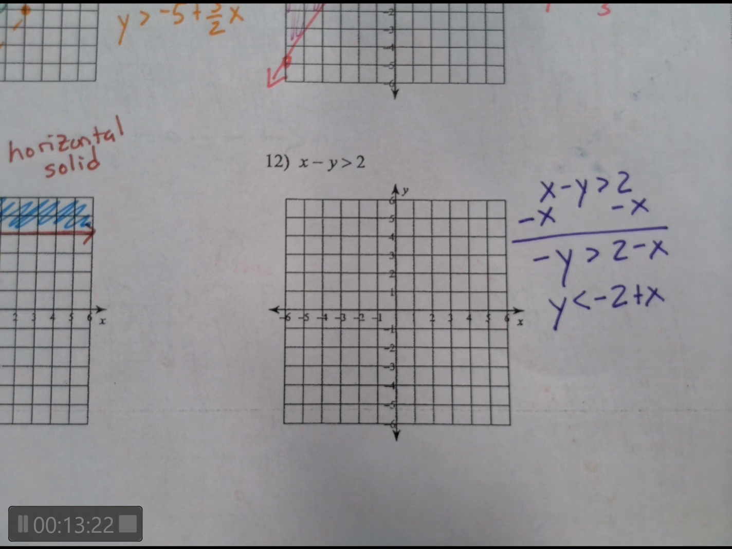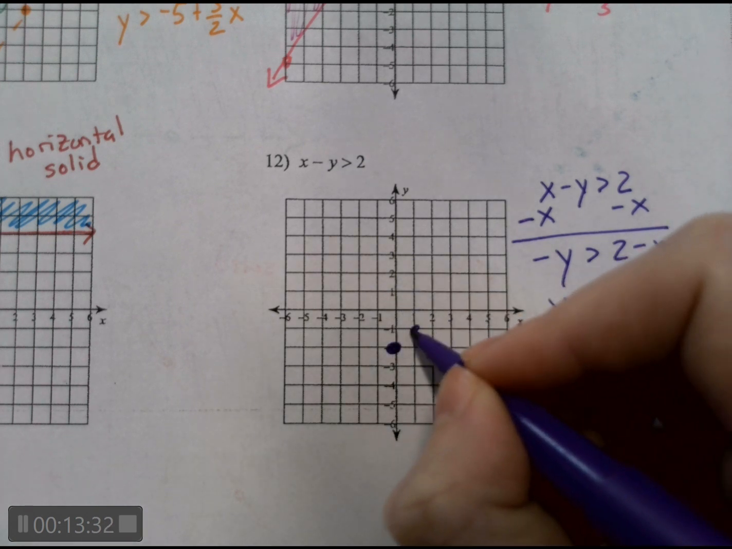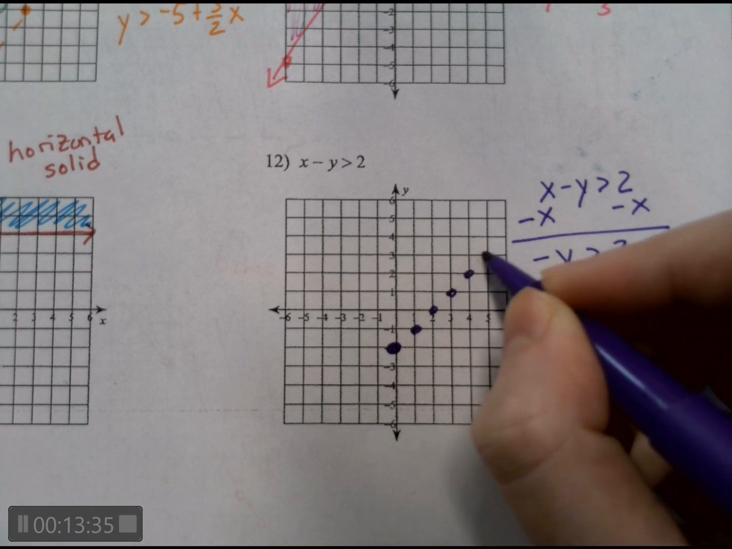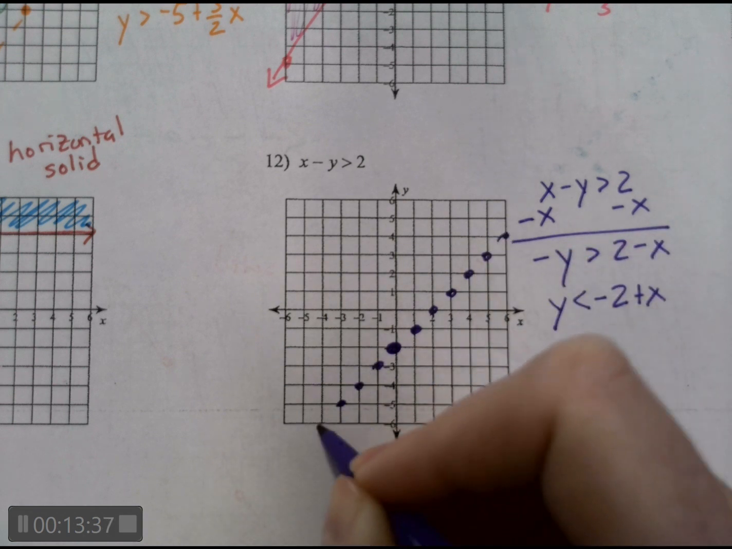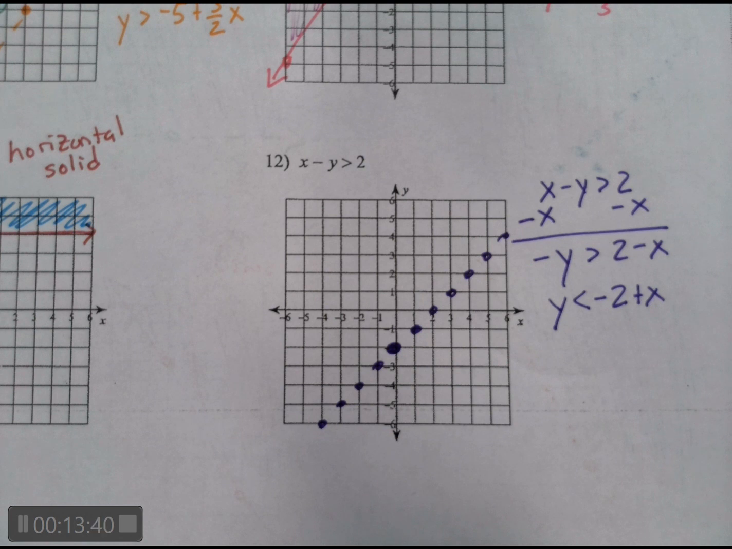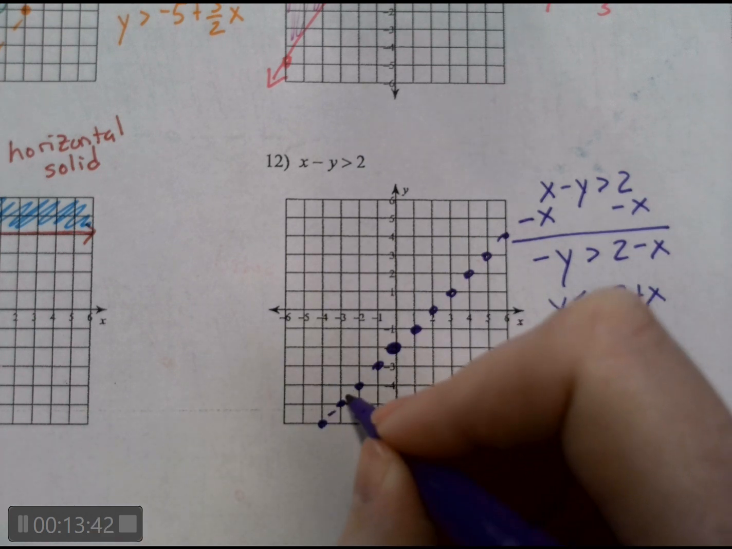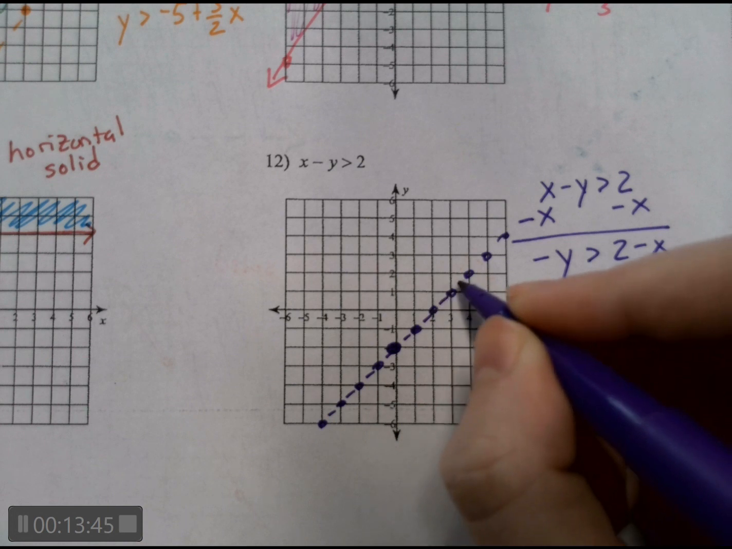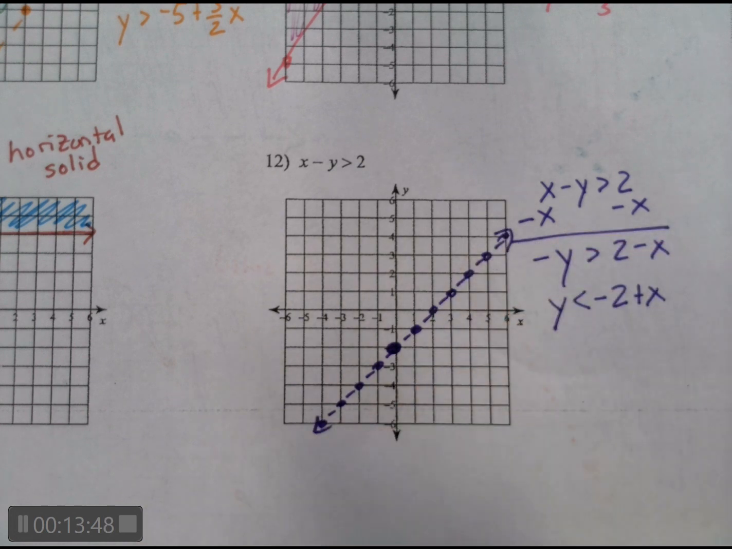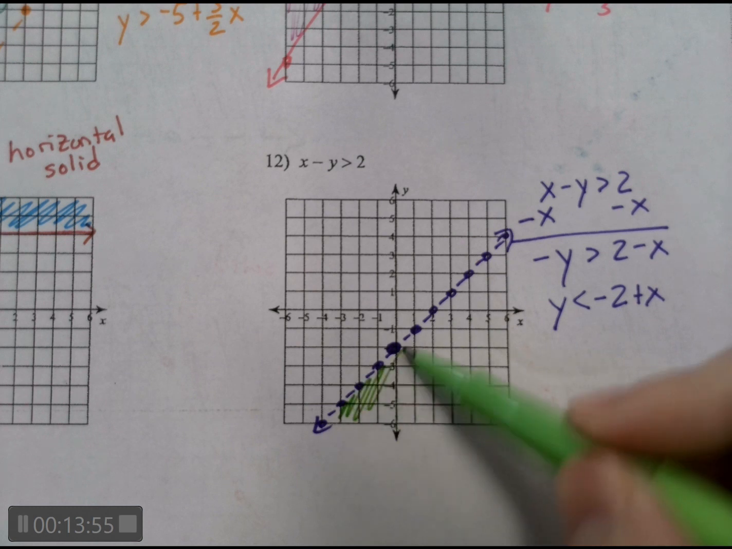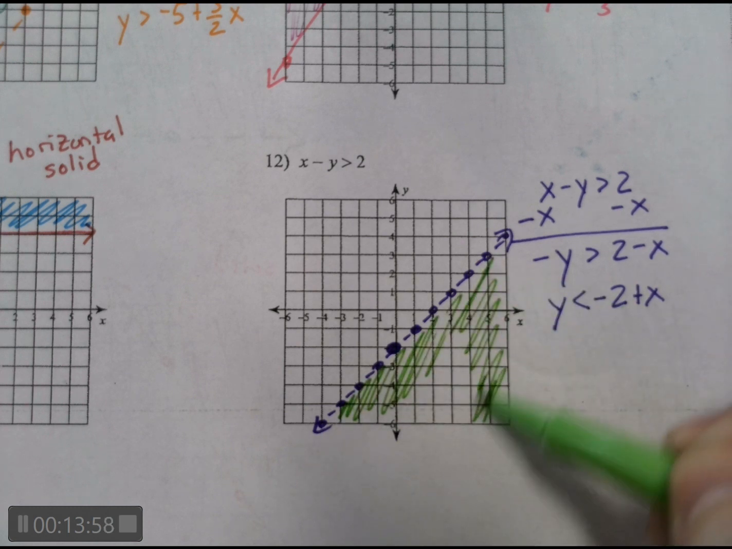So now y is less than negative 2 plus x. My y-intercept, negative 2. And then my slope, positive 1 over 1. So up 1 over 1. Okay, solid or dashed? It would be dashed. Above or below? So y is less than, so it's going to be below our line.